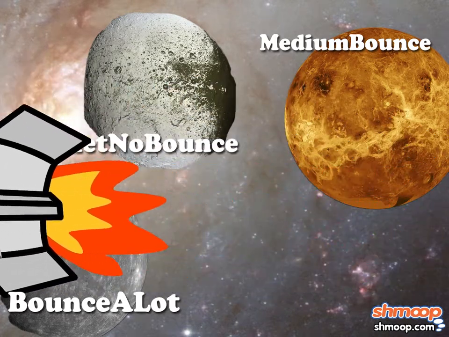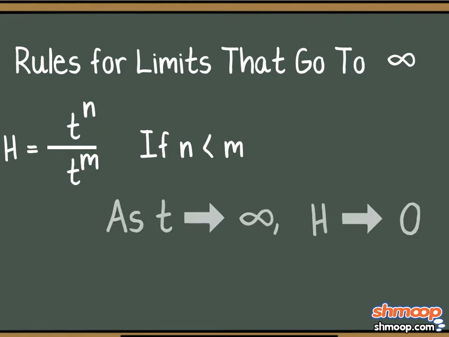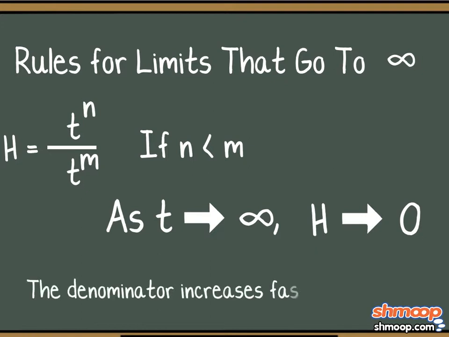We can make general rules for limits that go to infinity based on the powers of the leading terms of the numerator and denominator. If the power of the numerator is less than the denominator, then as t approaches infinity, h approaches 0. This is true because the denominator increases faster than the numerator.